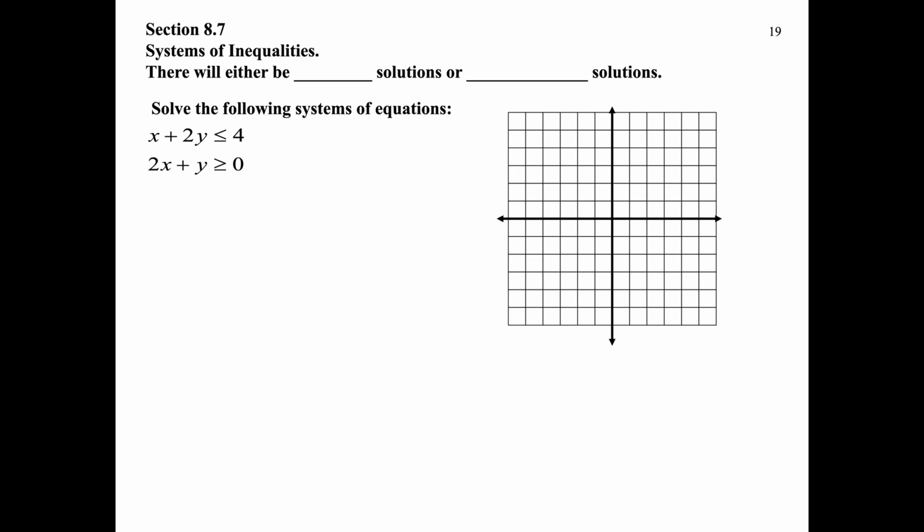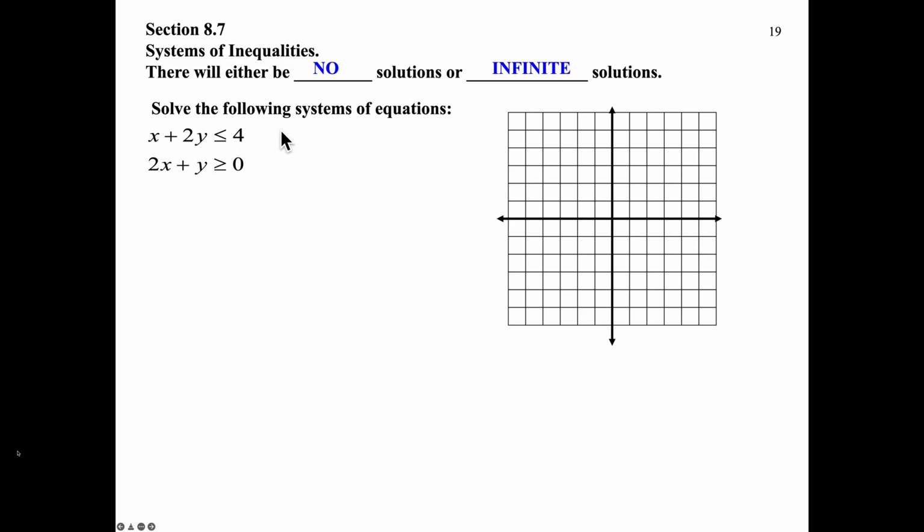Welcome to section 8.7, solving systems of inequalities. We lose our intersection point as a possible solution. So we're either going to have no solutions or infinite solutions. And all these solutions are on the graph. We have to shade all the possible points.